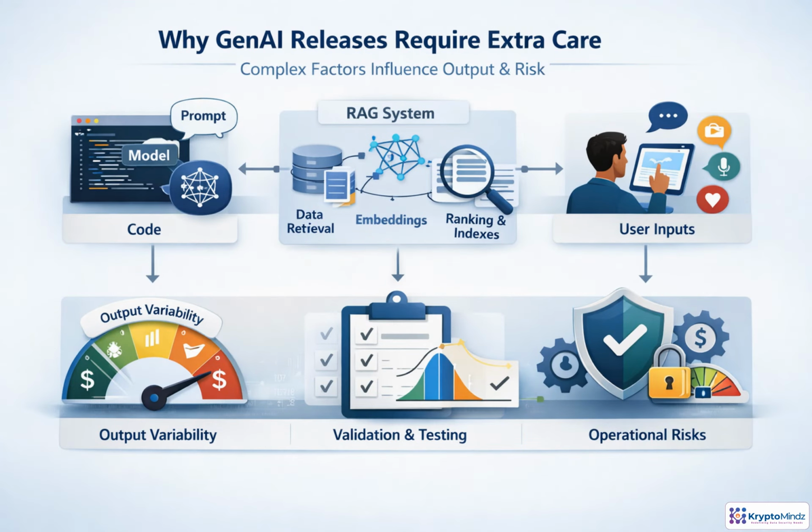GenAI releases need extra care because the user experience is shaped by more than application code. A small prompt edit, model upgrade, or tool change can affect tone, accuracy, safety, latency, and cost. In RAG systems, the release surface is even wider. Embeddings, chunking, indexes, document freshness, and ranking can all change the answer. Because LLM behavior is probabilistic, passing unit tests is not enough. We need validation across many examples, using quality trends and failure patterns, along with readiness checks for security, compliance, reliability, trust, and cost exposure.